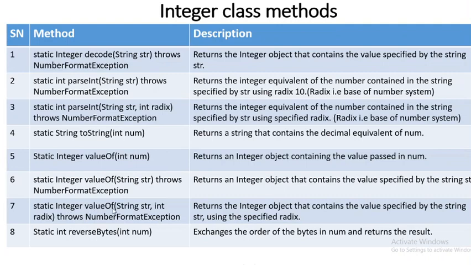Next, valueOf with return type Integer object. The first argument is a string and the second argument is an integer as radix. So whatever string you are giving here will get converted into an Integer object using the radix we have specified, and if this conversion is not possible, it will generate a NumberFormatException. Next, the return type is int, reverseBytes in brackets int num. It exchanges the order of bytes in num and returns the result.